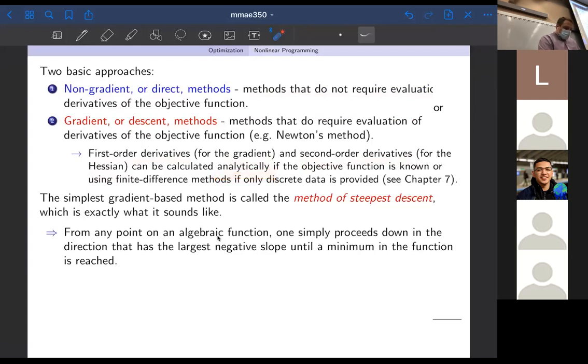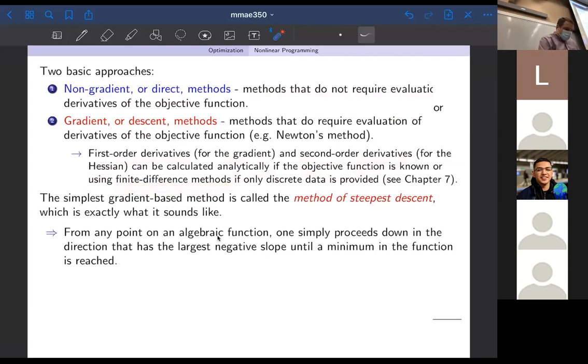So we could do this for an objective function, which is an analytical function. That'll be our primary focus in this chapter. But it could also be done on discrete data, where you have to use, for example, finite difference methods to get those derivatives. We'll save that for a later chapter.